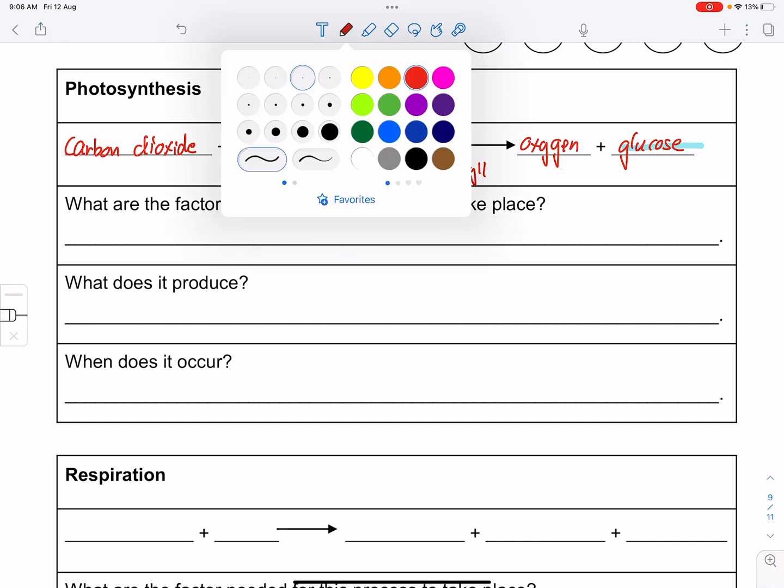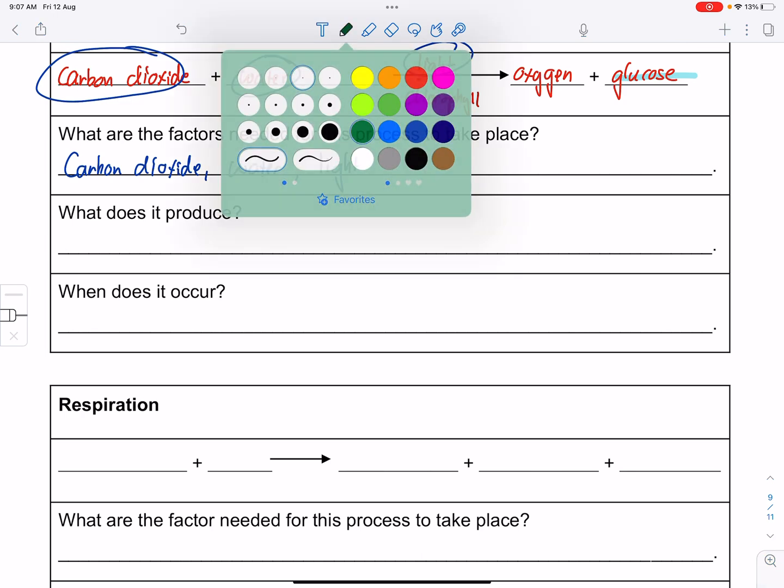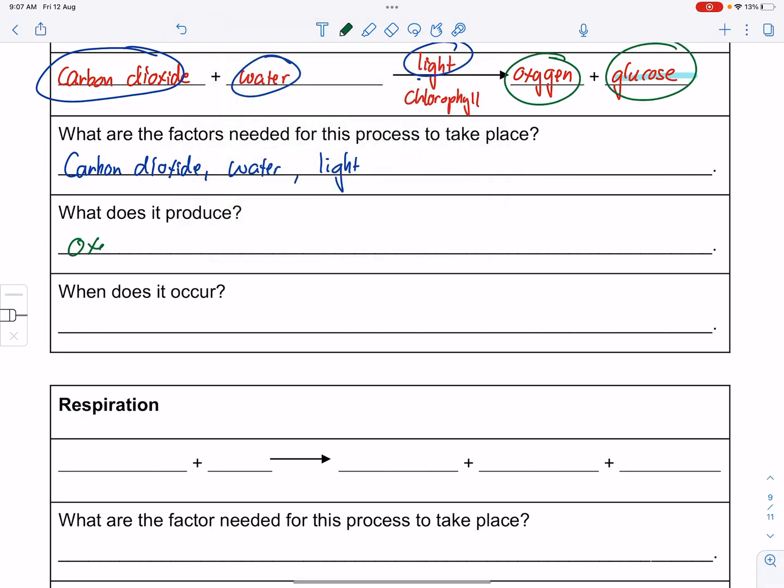So what are the factors that are required? Okay, so you will need carbon dioxide. You will also need water and light. Okay, so how do I know? I picked it up from here. And of course, if you want to say chlorophyll, you're also right. Just that we don't think of chlorophyll as a factor because it's a structural thing that's already in the plant. The only way you can vary that is by adding more leaves. Okay, what does it produce? So like I always stress, take a look at your word equation. It produces oxygen and glucose.